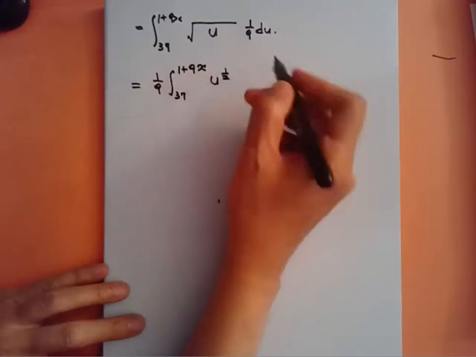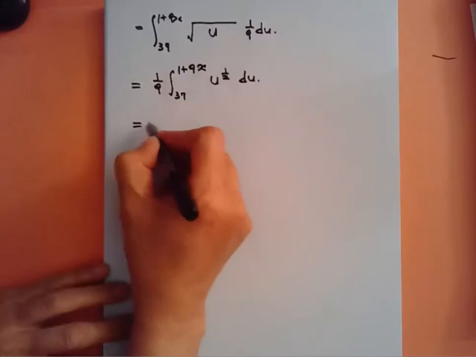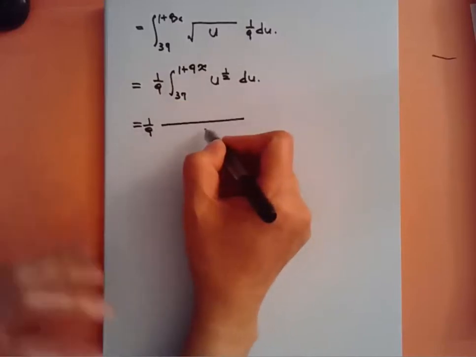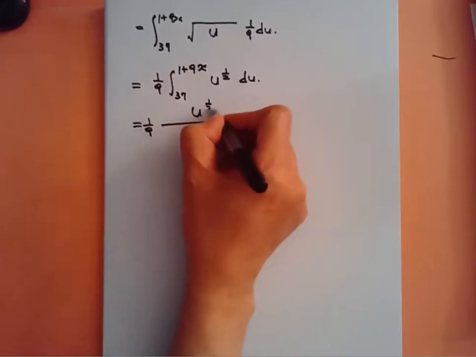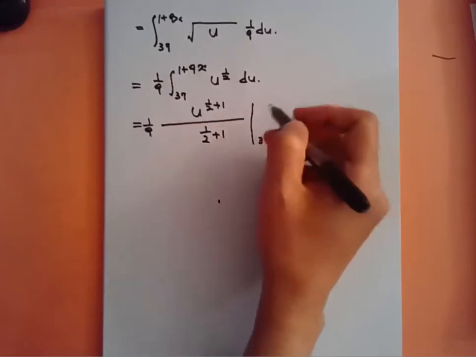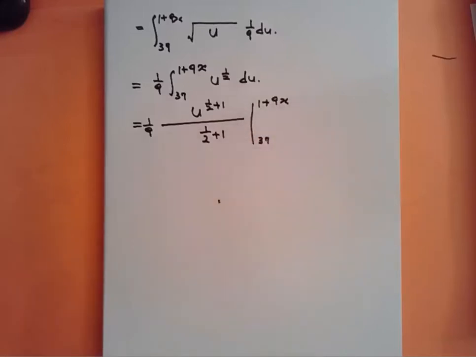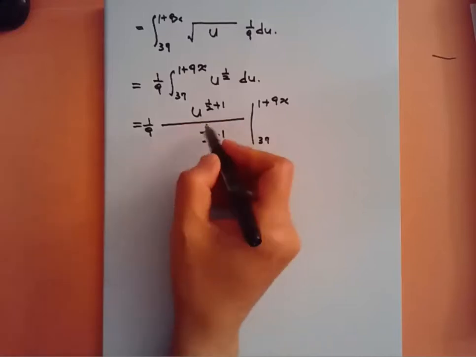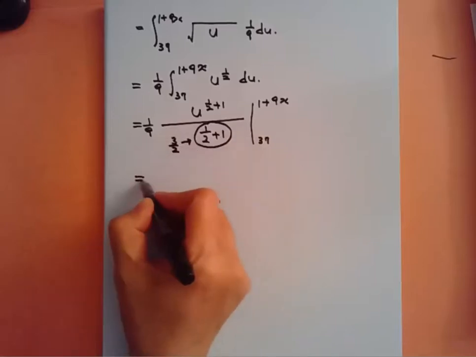Let's raise it as a power. Then that is u to the 1 half power. So that is 1 over 2. And the denominator will be 1 over 2 plus 1, because we have to add 1 to the power. The lower bound is 37 and the upper bound is 1 plus 9x. And then 1 over 2 plus 1 is 3 over 2. That is in the denominator.